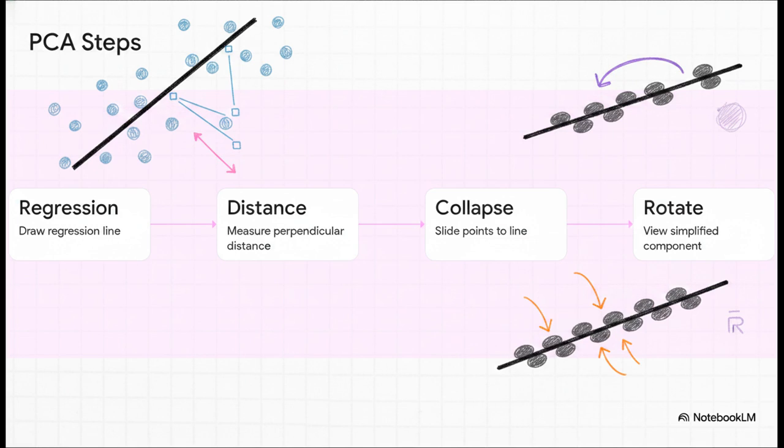And here's exactly how R pulls off this shadow trick, both visually and mathematically. First, it draws a regression line straight through the center of your scattered data points. Second, it measures the perpendicular distance from every single point back to that line. Third, it collapses, or slides, those data points down onto the line, effectively turning them into those flattened shadows we just talked about. And finally, it rotates that line to give you a clean, simplified component. It completely demystifies complex data down to its absolute most meaningful essence.